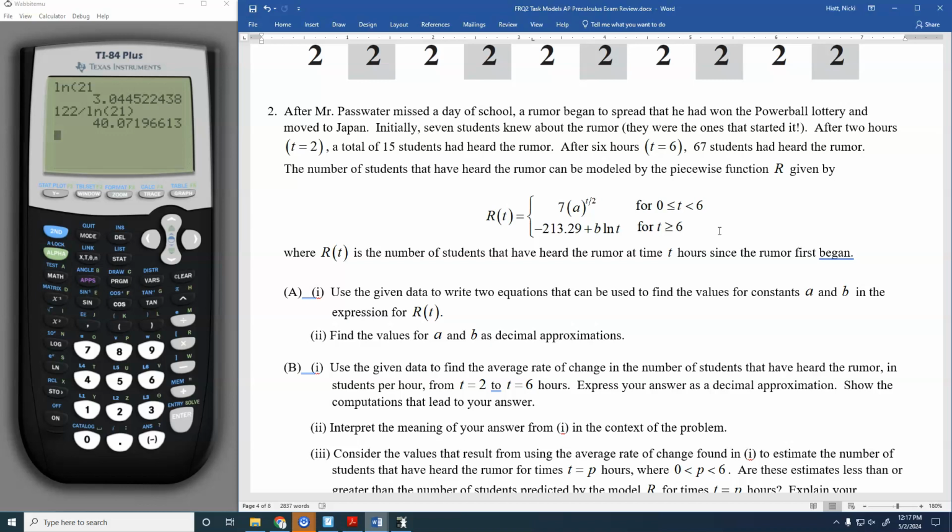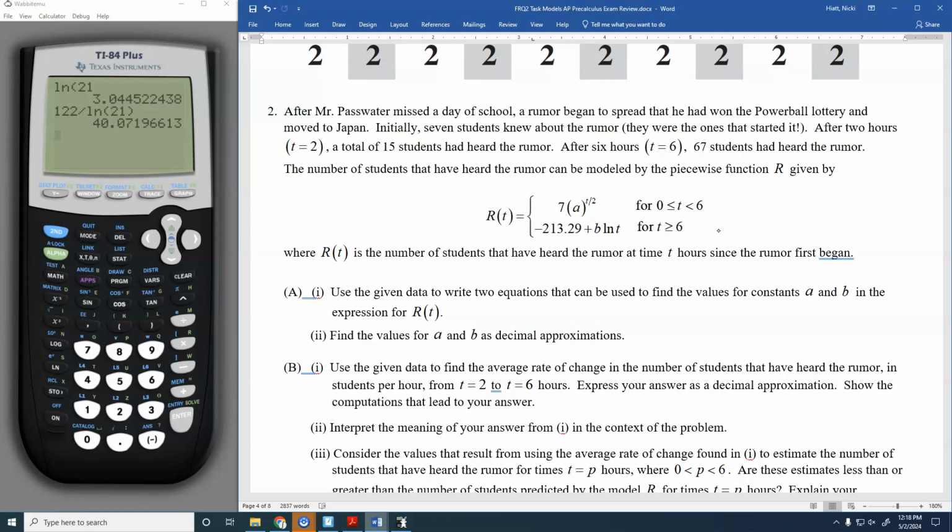Mr. Passwater missed a day of school. A rumor began to spread that he had won the Powerball lottery and moved to Japan. Initially, 7 students knew about the rumor. They were the ones that started it. After 2 hours, a total of 15 students had heard the rumor. After 6 hours, 67 students had heard the rumor. The number of students that have heard the rumor can be modeled by the piecewise function R given by this equation. So part A, again, is going to ask us to write 2 equations for this.